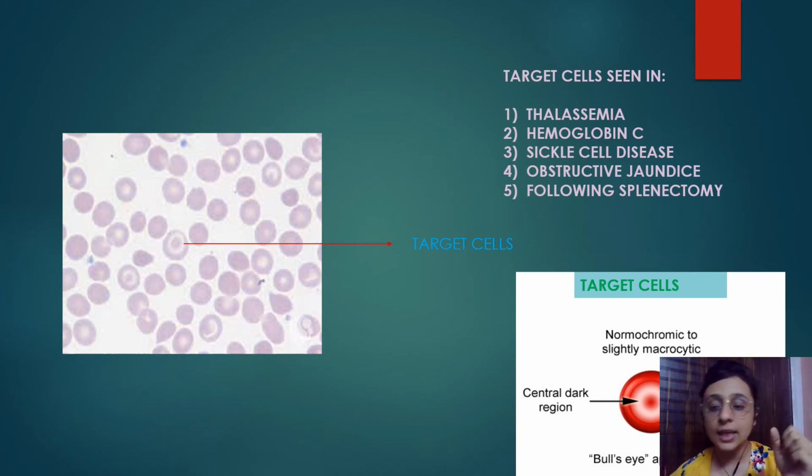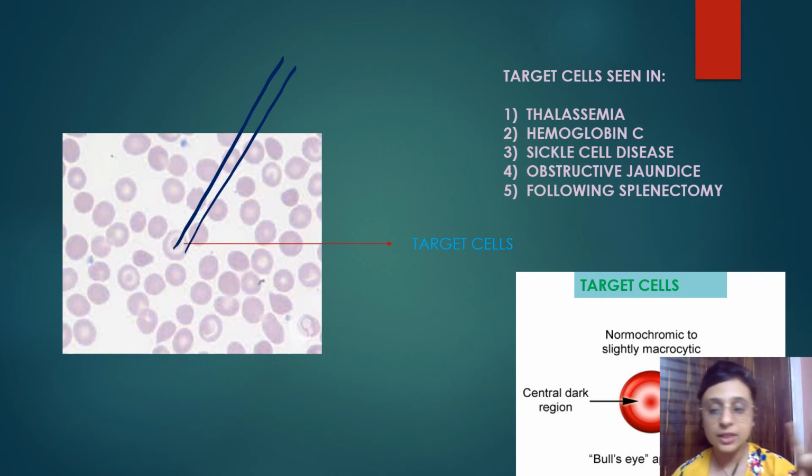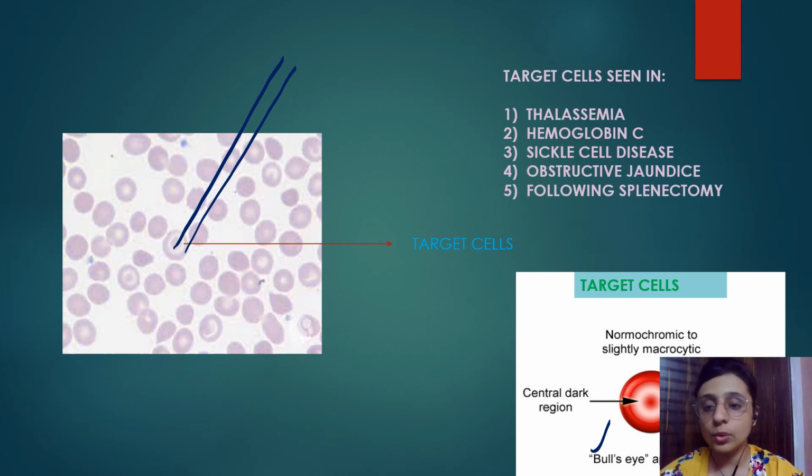Target cells, can you see inner portion which is dark as well as the periphery region. So inner portion which is dark as well as the peripheral region which is dark, and the intervening lighter area. This gives the characteristic bullseye appearance or the target cell seen in thalassemia, hemoglobin C, sickle cell disease, obstructive jaundice and following splenectomy. So the two important causes you should not forget are thalassemia and hemoglobin C disease.